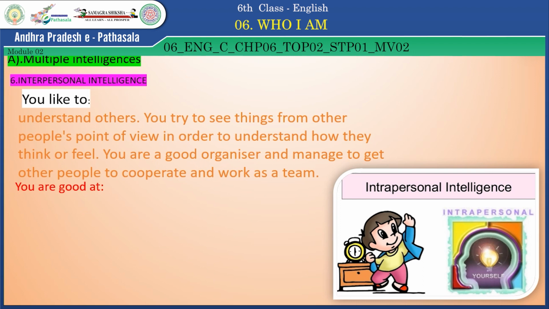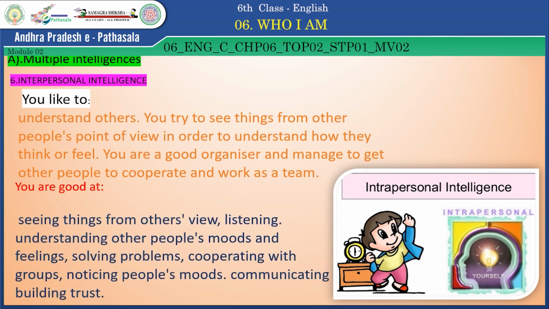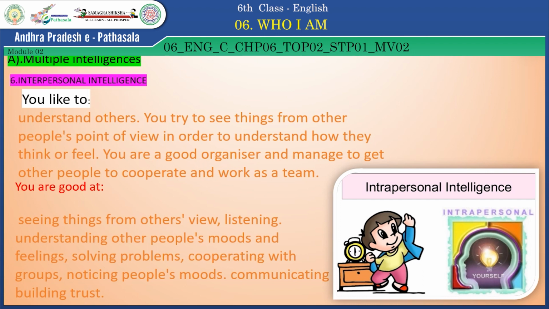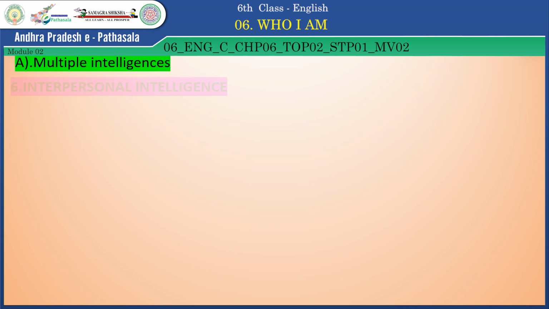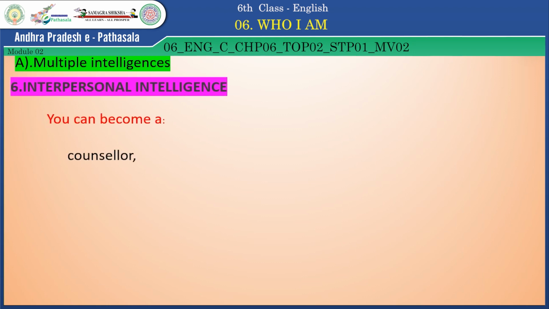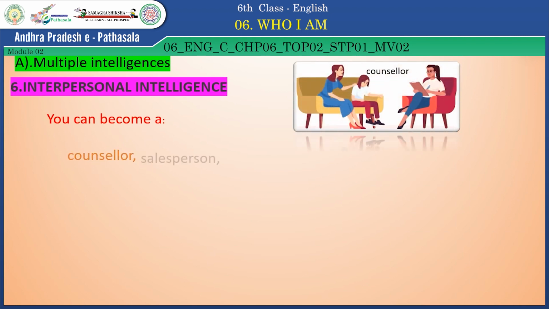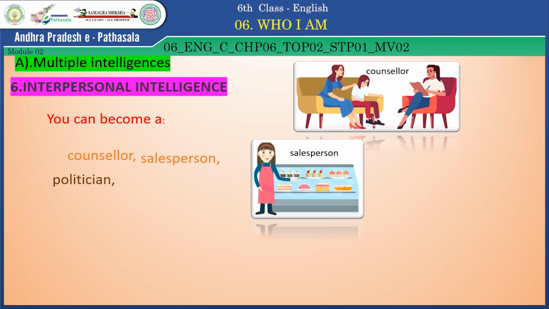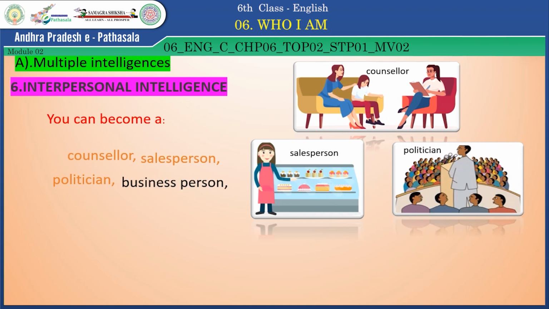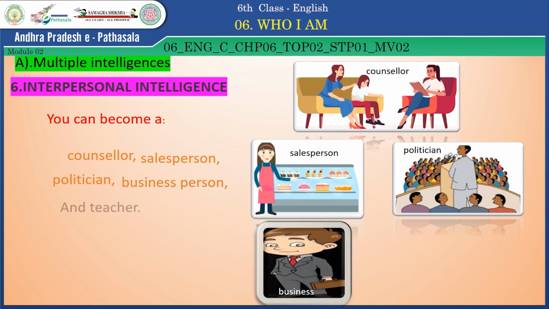You are good at seeing things from others' view, listening, understanding other people's moods and feelings, solving problems, cooperating with groups, noticing people's moods, communication, building trust. You can become a counselor, salesperson, politician, business person, and teacher.